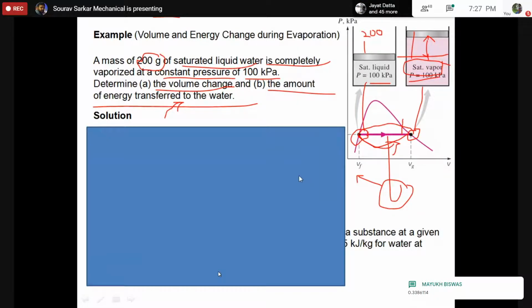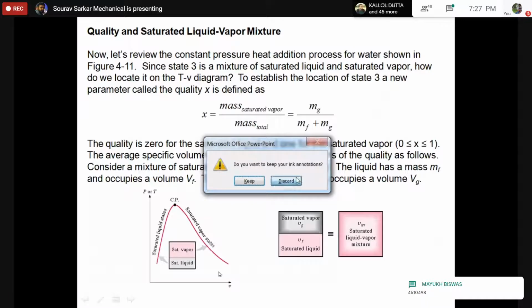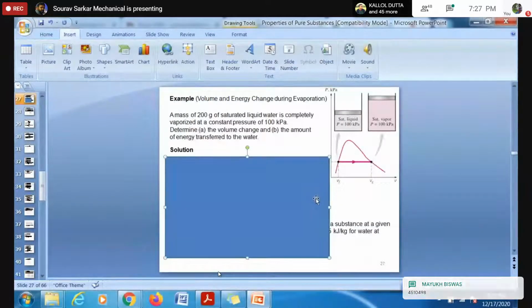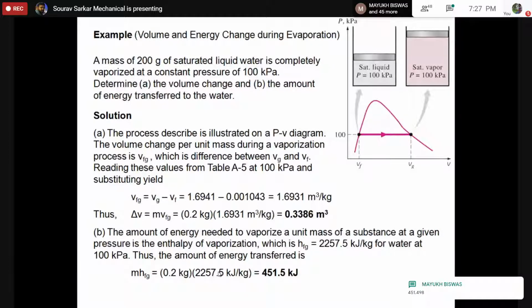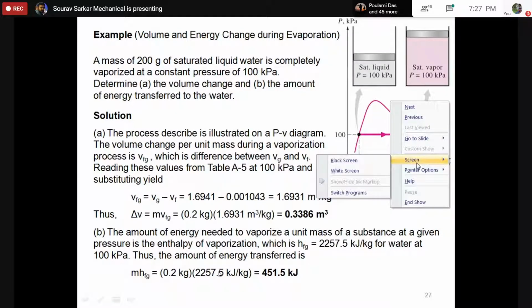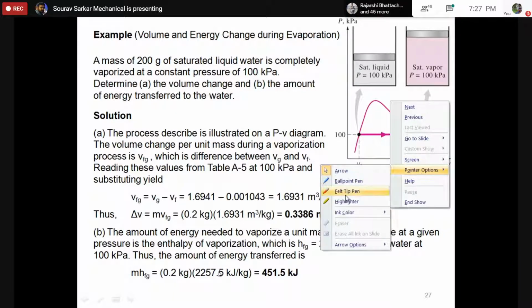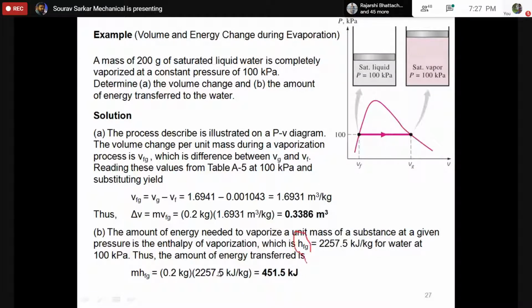So let's see. So let's verify the answer. Open the quadrant and see. Yeah, is it coming? So what they are trying to say is that you have calculated Hg, then you subtracted Hf, but they already included one parameter, which is Hfg. So it is already subtracted.